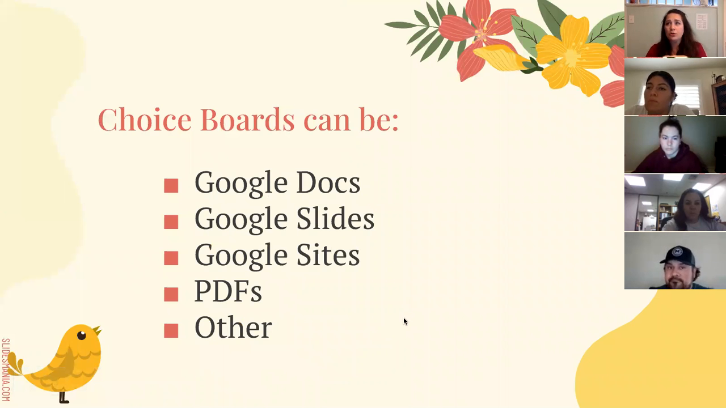So you'll see most choice boards being some sort of interactive doc, slide, or site. You can use Word as well. The problem with using Word or PowerPoint is you don't know that every student has access to those. And the benefit of these three is that they're web-based. But PDFs can also work as choice boards because if you save a PDF, the links are clickable. So you could also use a PDF as a choice board as well.